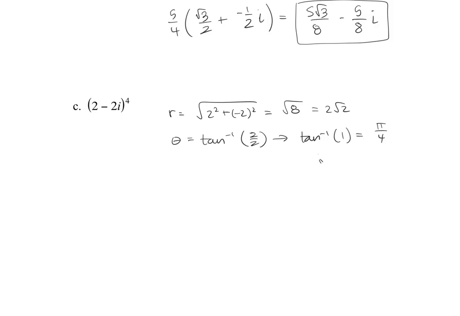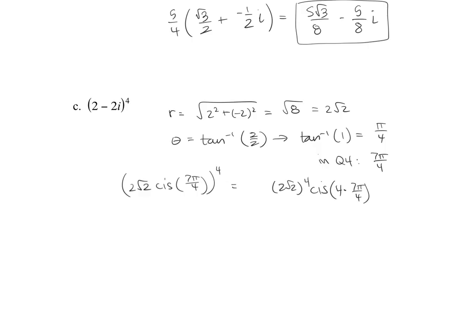So in quadrant 4, we're going to get 7 pi over 4. So we have a complex number in polar form of 2 square roots of 2 times the cosine plus i sine of 7 pi over 4. And we're going to raise this to the 4th power. So for De Moivre's theorem, we have the modulus that's raised to that power, times the cosine plus i sine, and then the argument is multiplied by that. So it's 4 times 7 pi over 4.